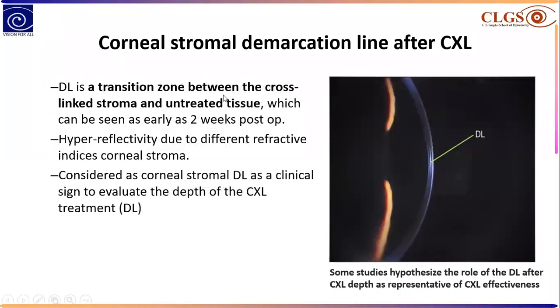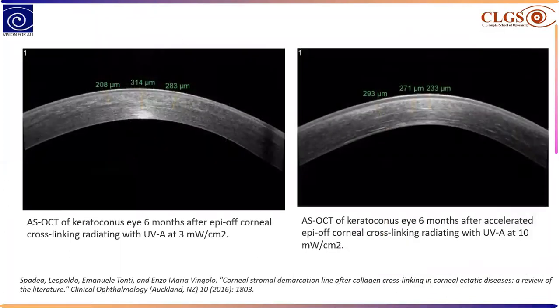The demarcation line is basically a transition zone between the cross-linked stroma and untreated tissue. So here is the demarcation line. Above that, all the tissue is treated, and below that, the tissue is not treated with C3R radiation. The hyperreflectivity that we see in the demarcation line is due to different refractive indices in the corneal stroma between treated and untreated tissues, and the corneal stroma demarcation line is considered a clinical sign to evaluate the depth of the CXL treatment.